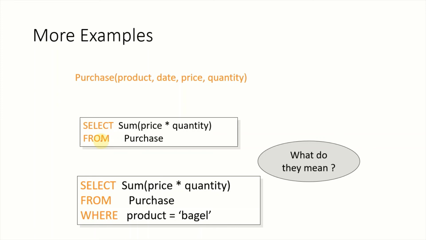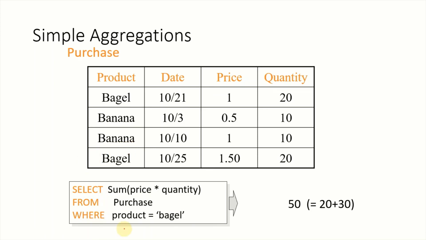We can also use sum with some additional operation, like here we are multiplying the values of price with the quantity. So all the values under price will be multiplied with their respective values under quantity, and we can also apply a where clause in such type of queries. In this query we have product equals bangle, so the price of bangle is 1.50 here, and we also have another bangle that is 1.